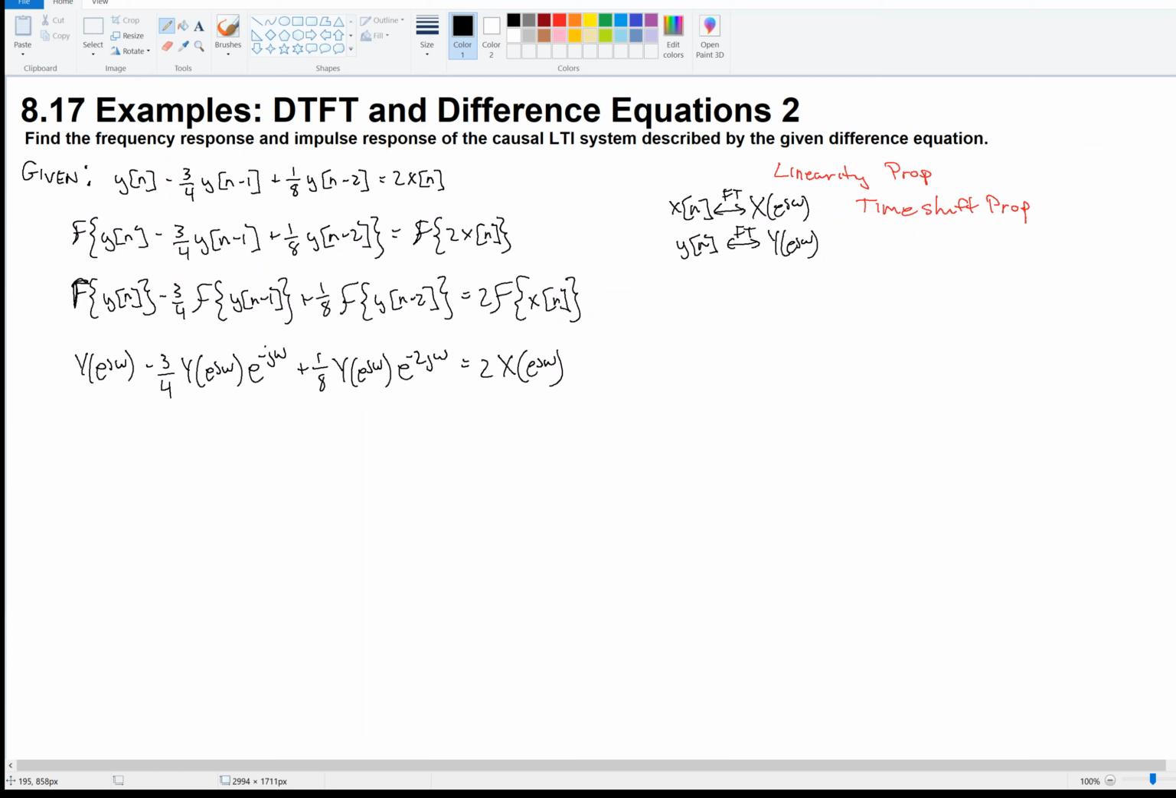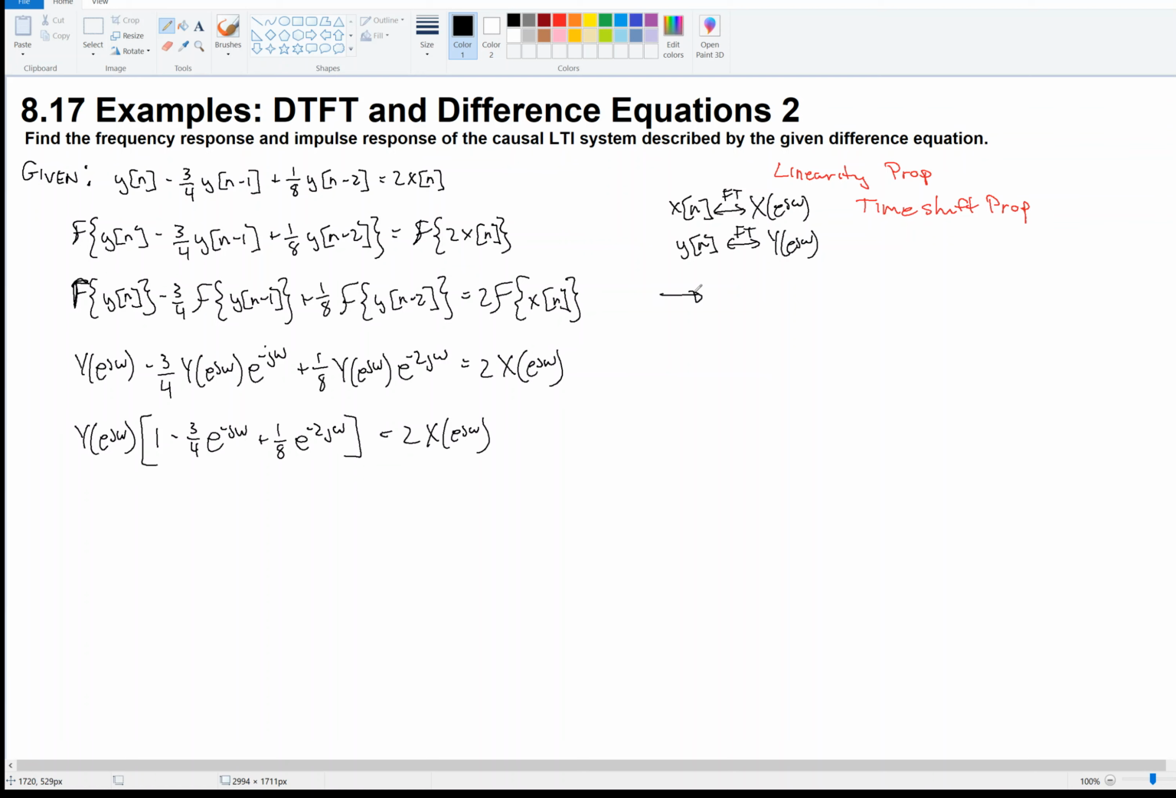Now on the left, I have capital Y common to each of those terms. So then I'll collect all of them. So I've got 1 minus 3/4 e to the minus j omega plus 1/8 e to the minus 2 j omega, all times Y, equals 2X.